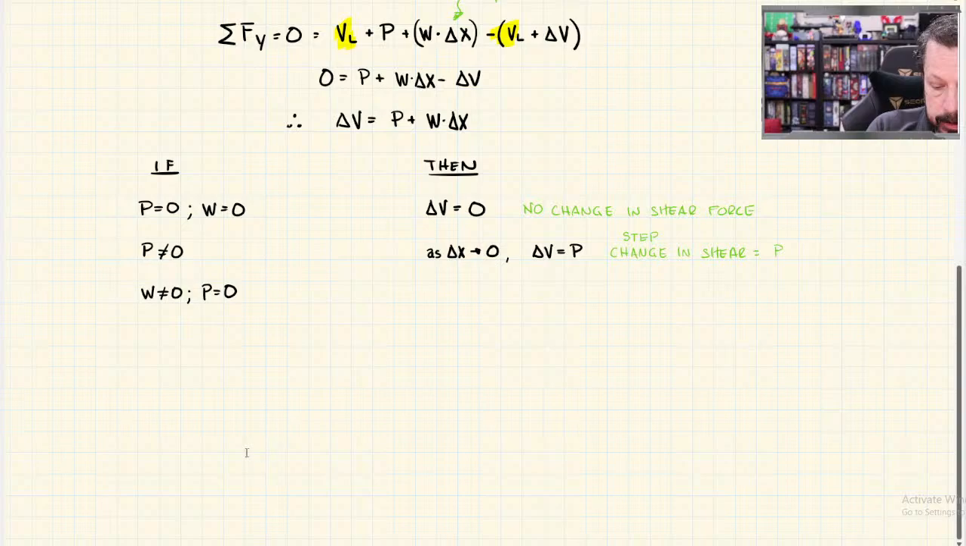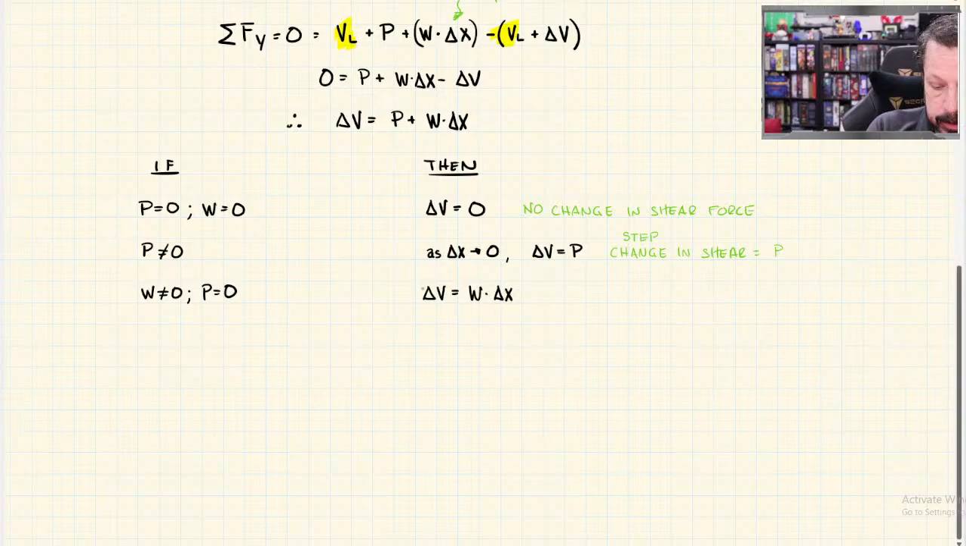So if W does not equal 0, but P does. So now the distributed loads are not at a single point. So I don't want to send delta X equal to 0. So I don't want to look at a single point, but P is 0. So I end up with delta V equals P is 0, so W times delta X.